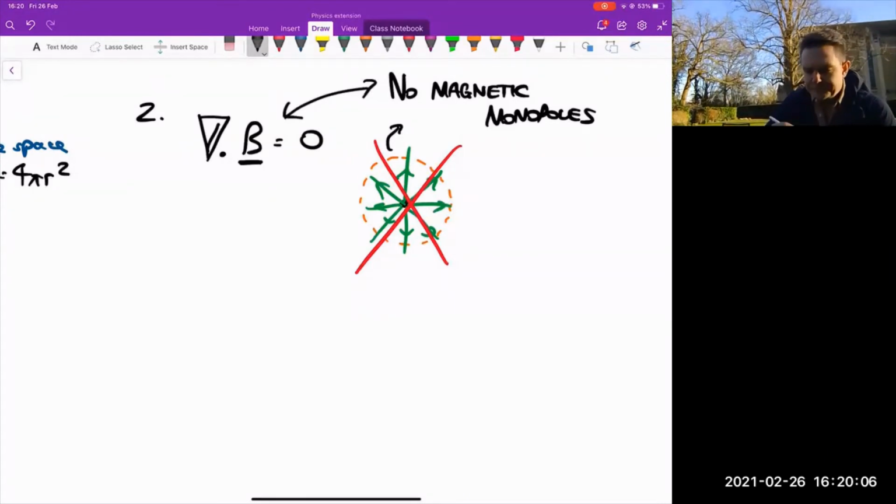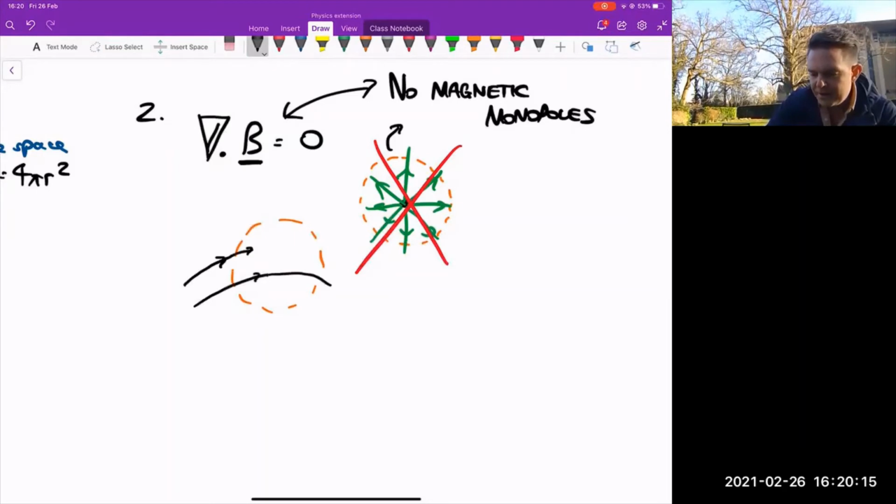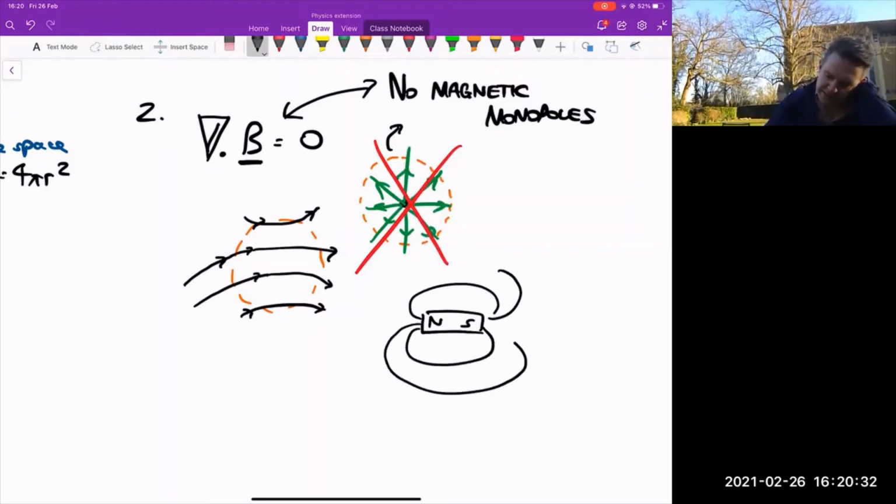What can you have then? Well, through a surface, what this is telling you is that if I've got field lines coming into it, then they also have to leave as well. So you can't have a net inflow or outflow of lines. And if you look at any magnetic field, north, south, like the field around a bar magnet, say, if you look at any position, you will always find that that's true. So the field coming in will be the same as the total field going out.